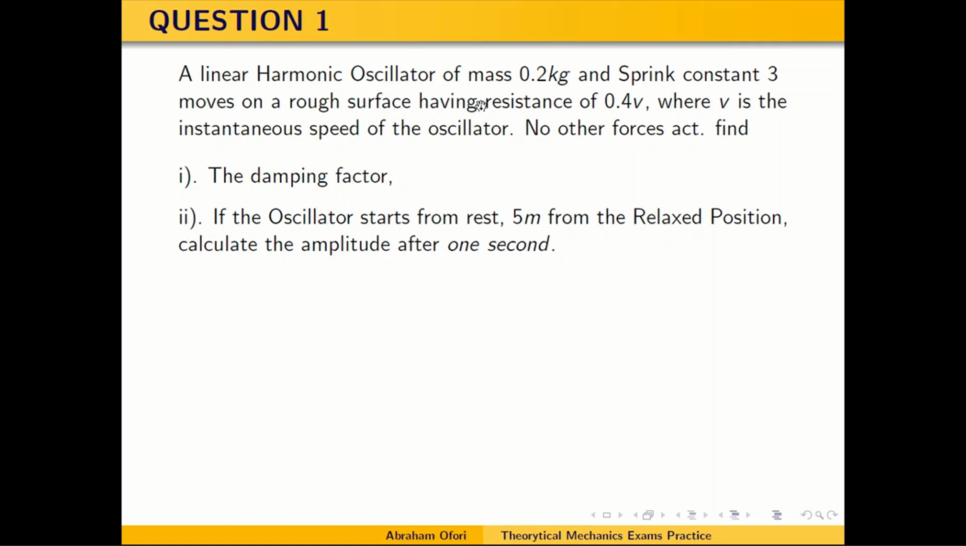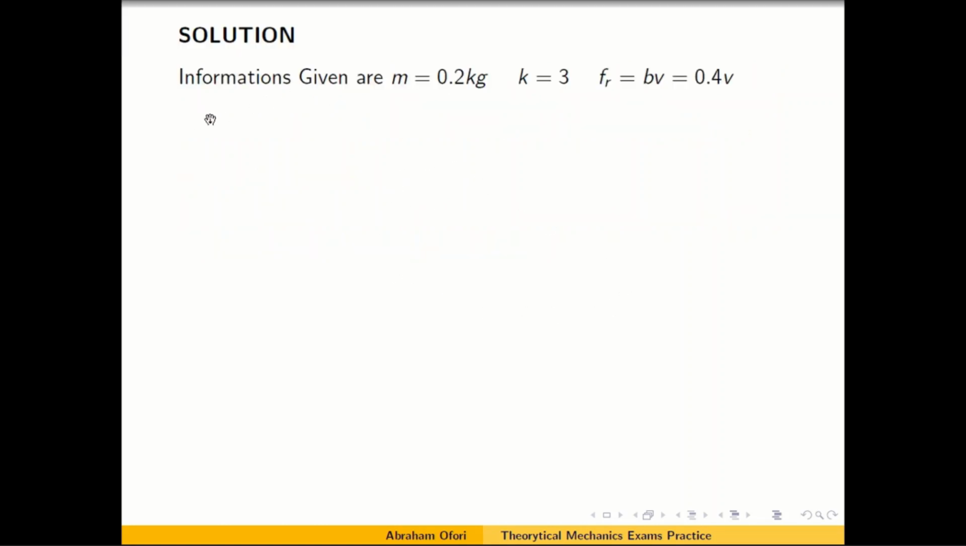Okay, so this force of resistance is what we call the damping force. It is damping our oscillator, reducing the speed that we want to go. It is being caused by 0.4 V, and so we are supposed to use this information to solve all these questions. Okay, so let's start. Solution.